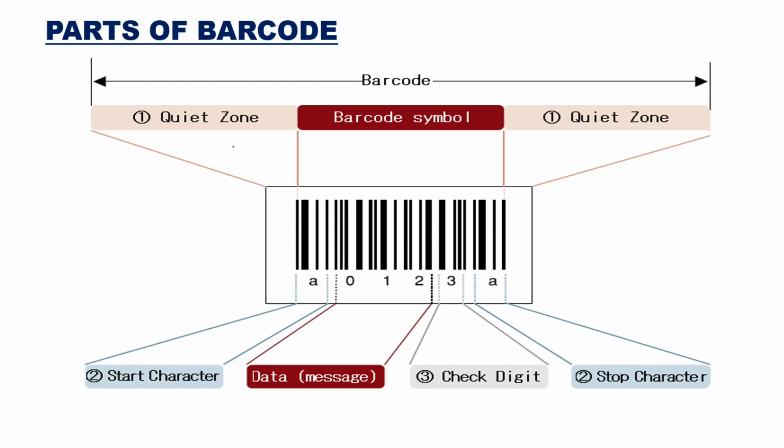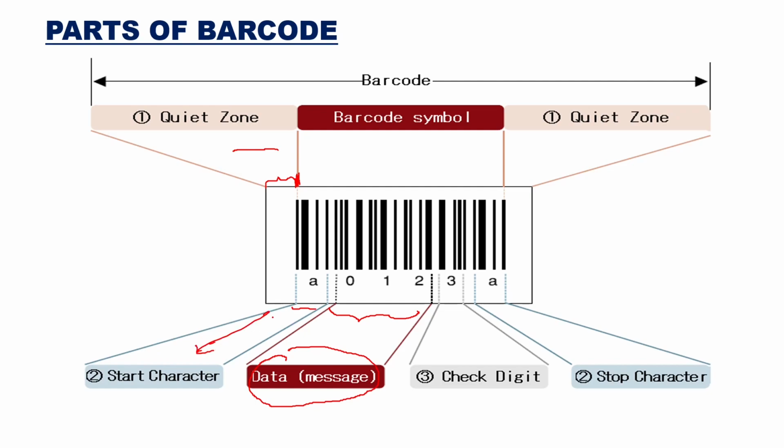So here you have the quiet zone. This part is known as the quiet zone. There you are not indicating any number, it is silent. And from here onwards, your barcode will start. In that barcode, the first thing you have is the data message, here. And before that, what you have is the start character.